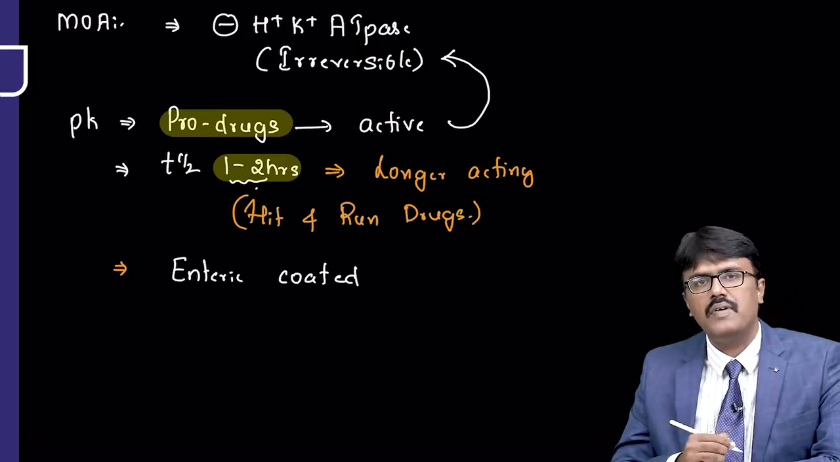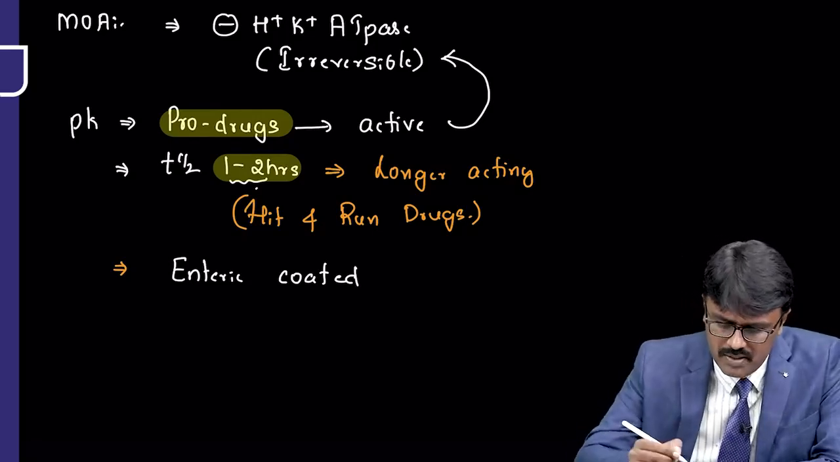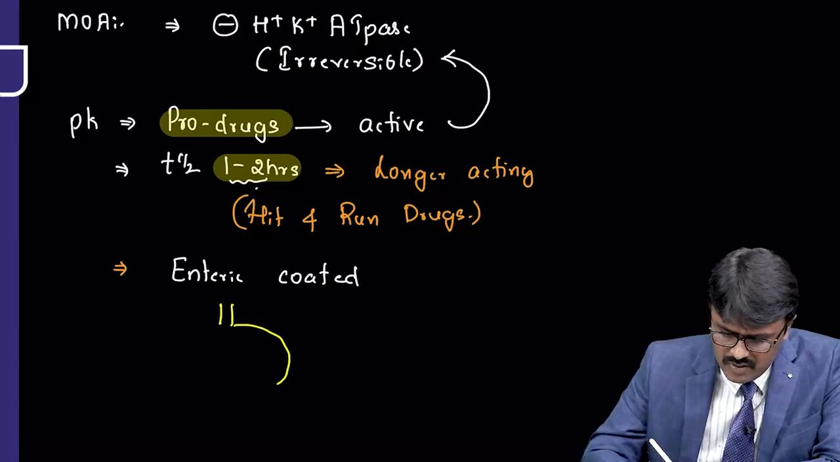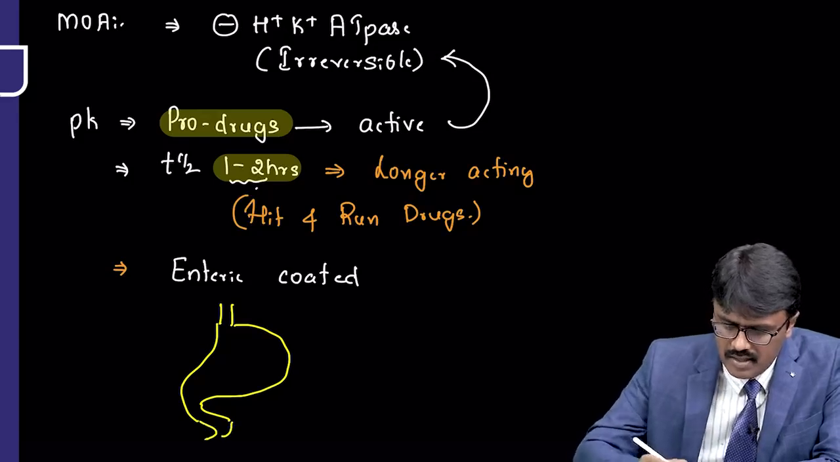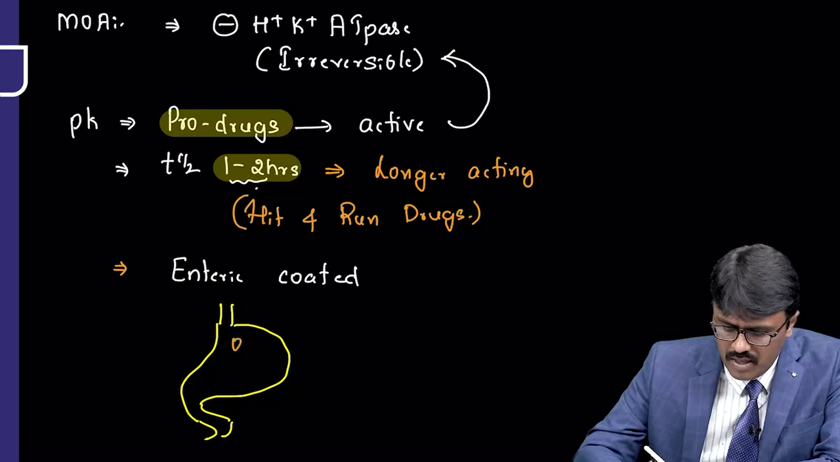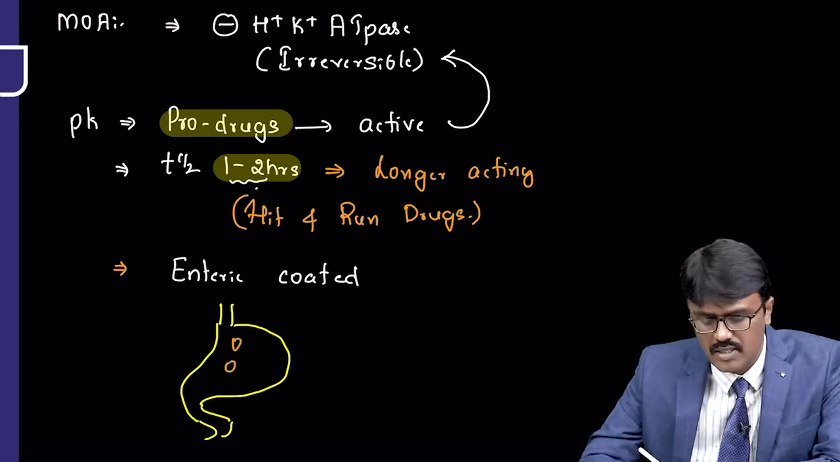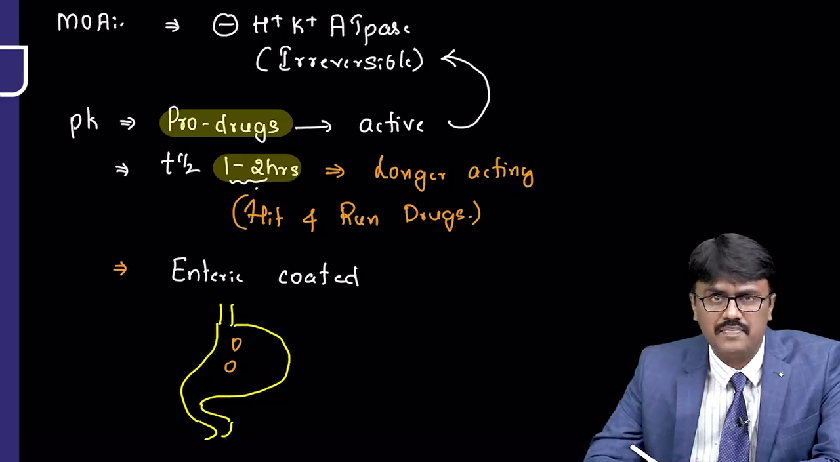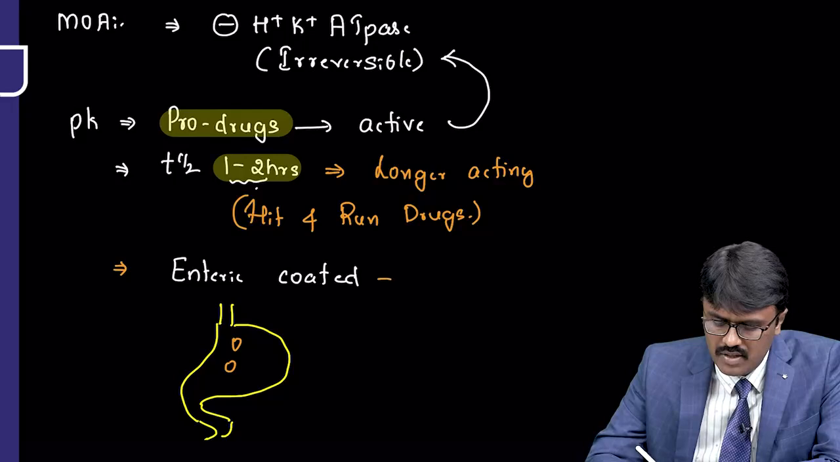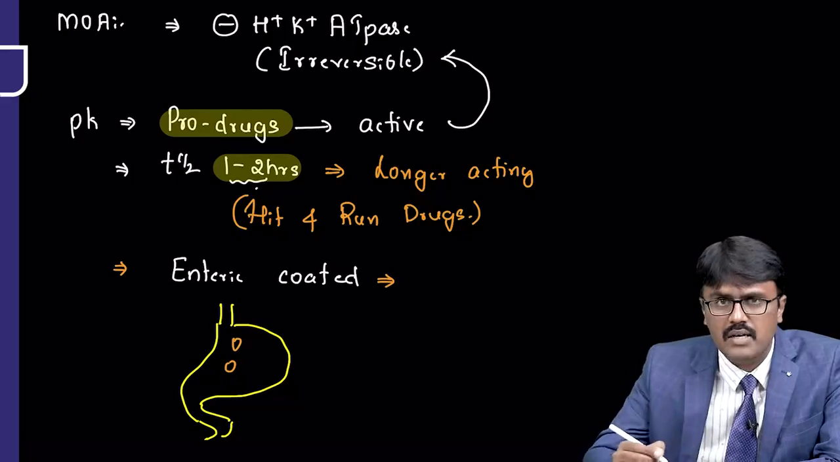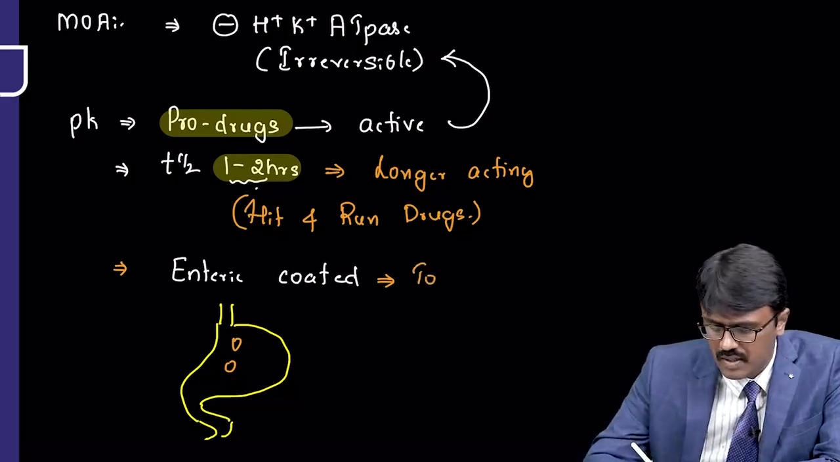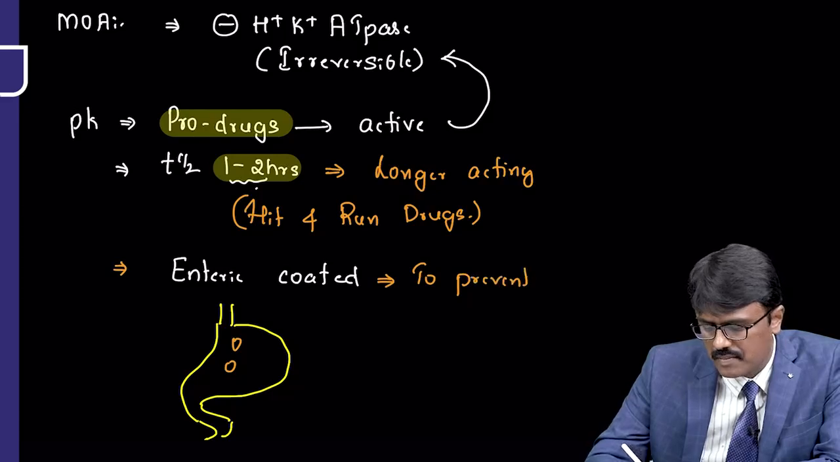Now, why do we give it as enteric-coated? The reason is simple. Suppose this is the stomach and the intestine like this. Suppose I give the drug without enteric coating, what happens if the drug goes to the stomach? It is destroyed by the acid in the stomach. So to prevent acid destruction, we give the tablet as enteric coated. This was asked as a question: why are the tablets enteric coated? To prevent acid destruction.